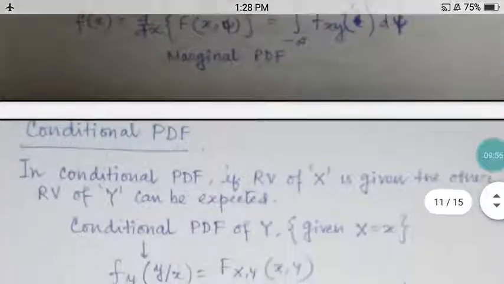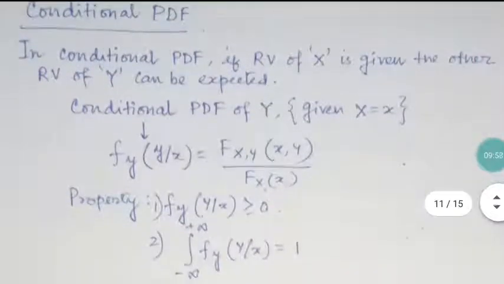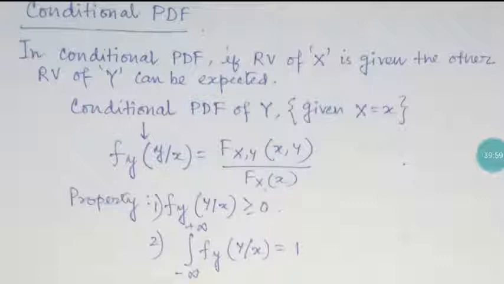Right? Now the next part is called the conditional PDF. In the case of conditional PDF, we can conclude in this way: if the random variable x is given, the other random variable y can be expected as the conditional PDF of y. It means expect y when x is known, or expect x when y is known. So I can write f of y given x equals f_XY divided by f_X of x.